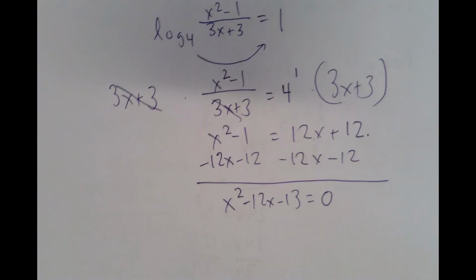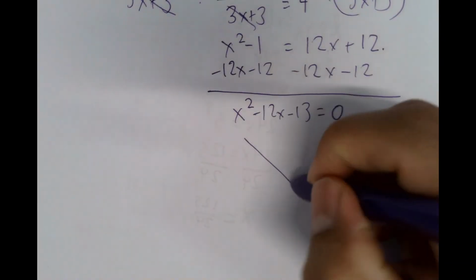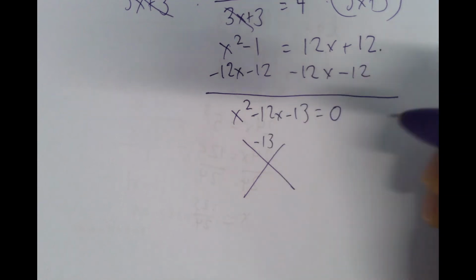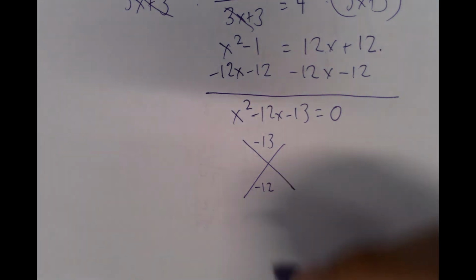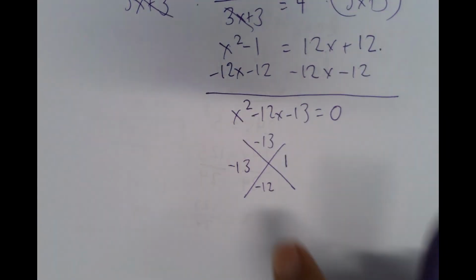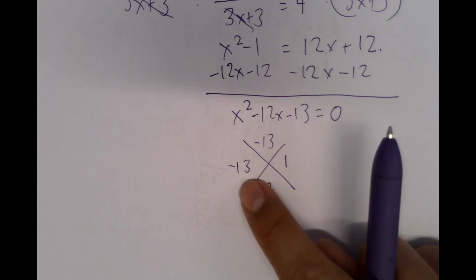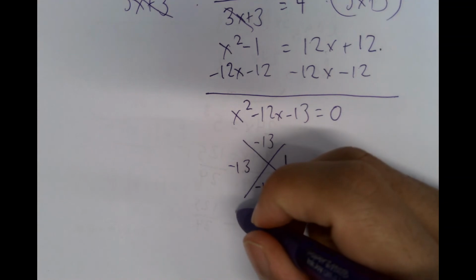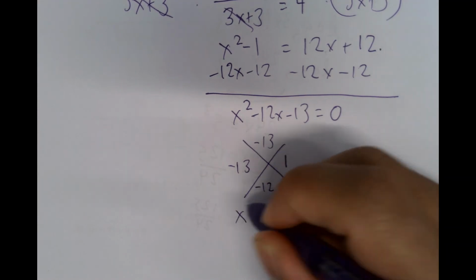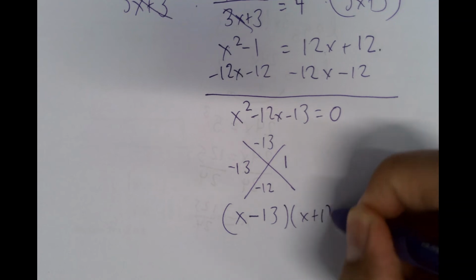And so if this is familiar, hopefully it is, we have the diamond method, negative 13, negative 12. So you want to think about two numbers that when multiplied equals negative 13, and when added together equals negative 12. Negative 13 and 1. Right, negative 13 and positive 1. So when you multiply them together, they equal negative 13. And when you add them together, they equal negative 12. So you could change this to x minus 13, x plus 1 equals 0.